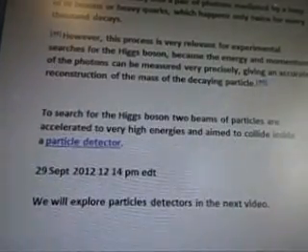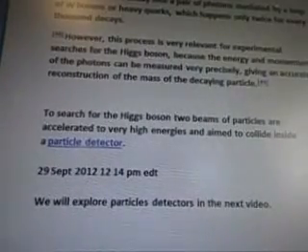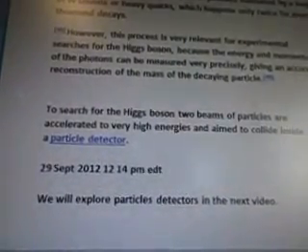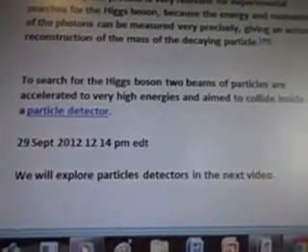To search for the Higgs boson, two beams of particles are accelerated to very high energies and made to collide inside a particle detector. We're going to explore particle detectors in the next video.